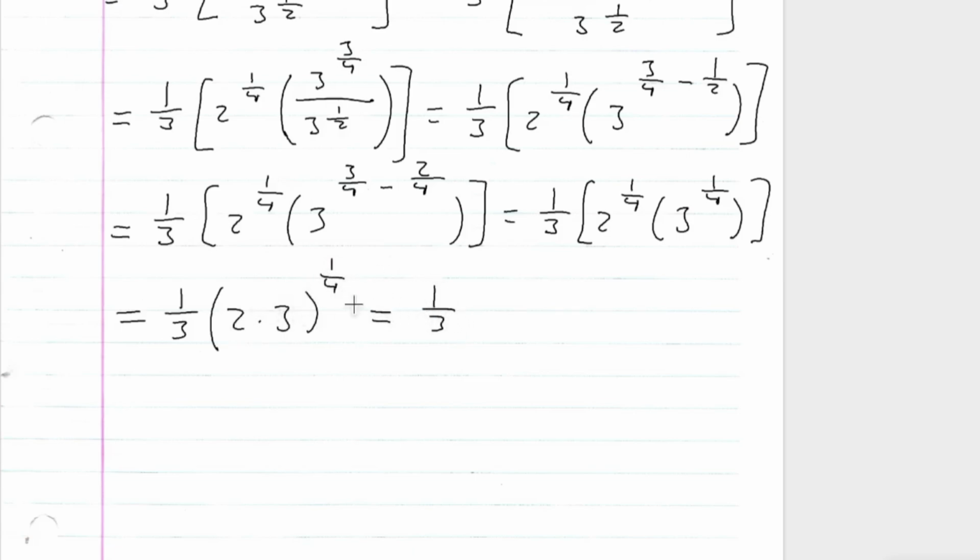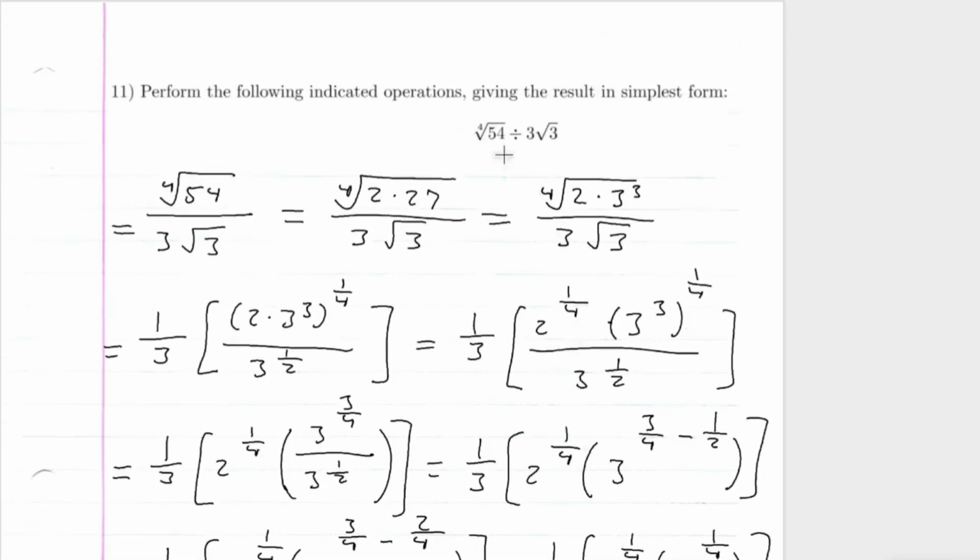And then let's go ahead and write this as 6 to the 1/4. Or we can rewrite this as 1/3 times the fourth root of 6. This or this are fine, right? And that is the simplified form of this expression here.